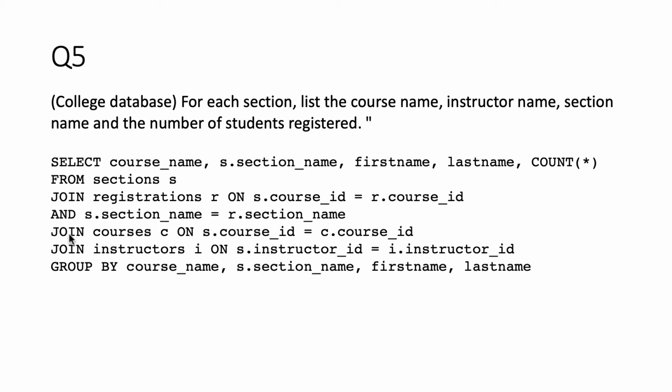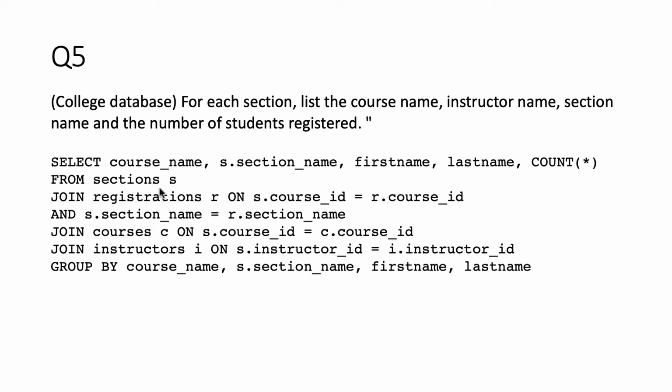The important point to note here is that, as I've already pointed out, the tables section and registration have two columns in common because each section is identified by the combination of course ID and section name. Okay, so in the section table you have course ID, section name. In the registration table also you have course ID, section name, and together they connect up the registration and the section tables. Okay, so therefore when you join sections and registrations, you have to join them on both the columns.